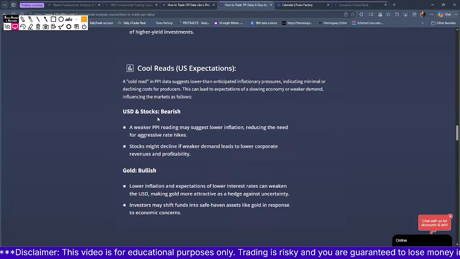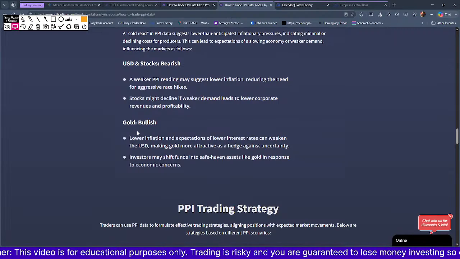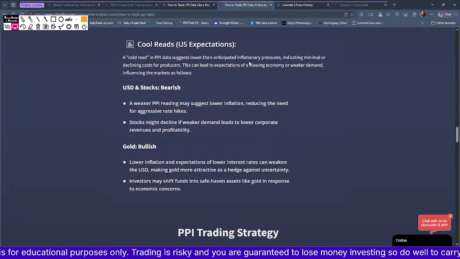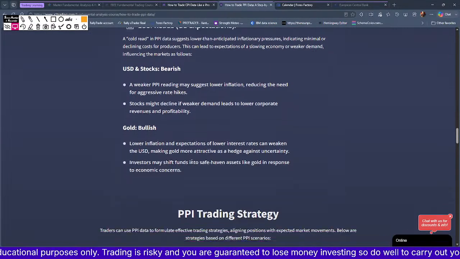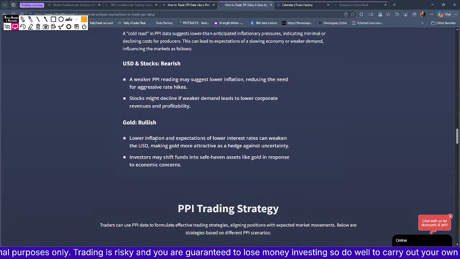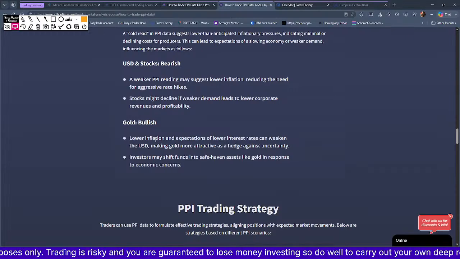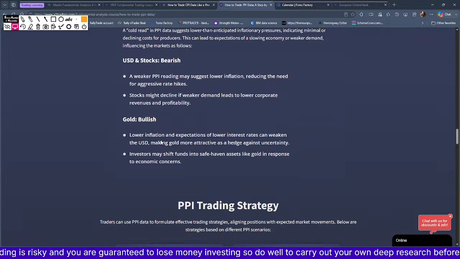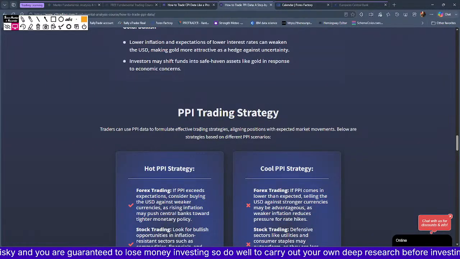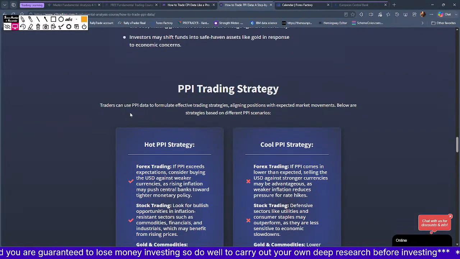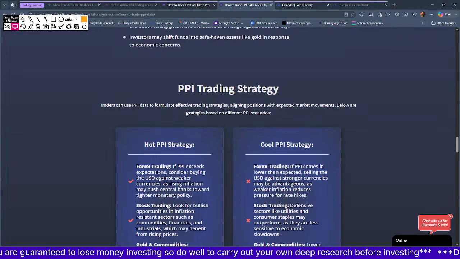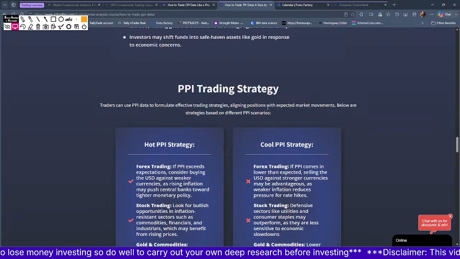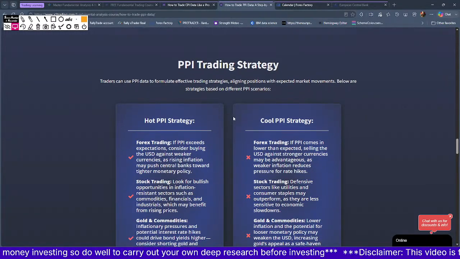Instead, you'll take that cash and you put it in things like gold, silver, copper, which are items that even some of these producers need to produce their stuff. And also with the fact that we know these items are rare metals, so therefore they will keep always going up in value. Now, PPI trading strategy. Traders can use PPI data to formulate effective trading strategy, aligning positions with expected market movement. Below are the strategies based on different PPI scenarios.